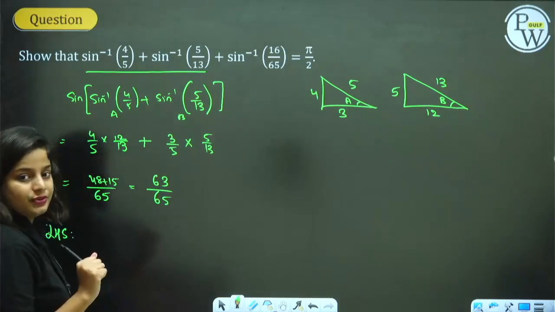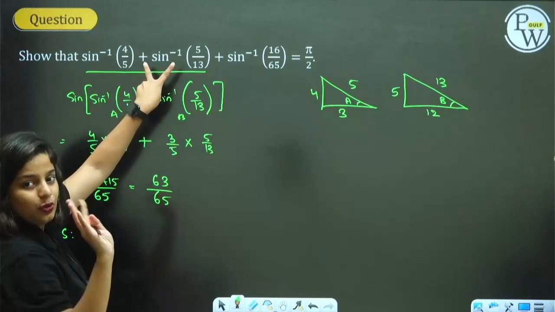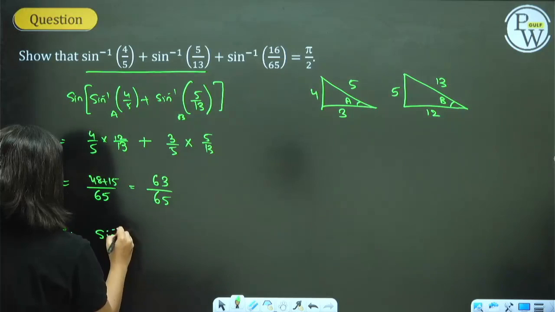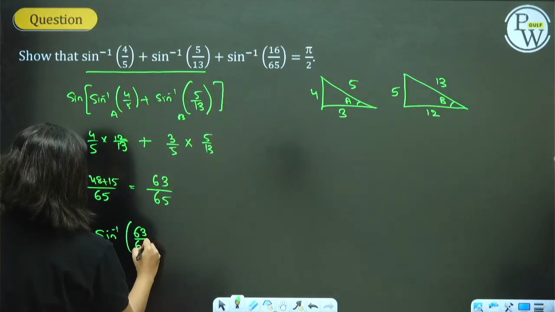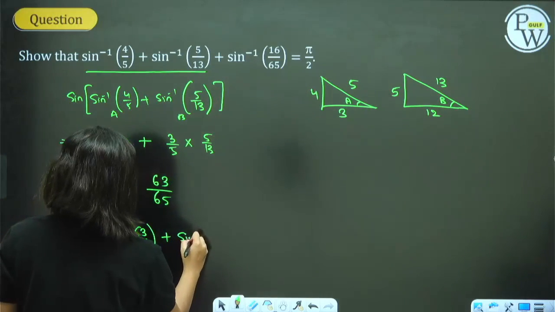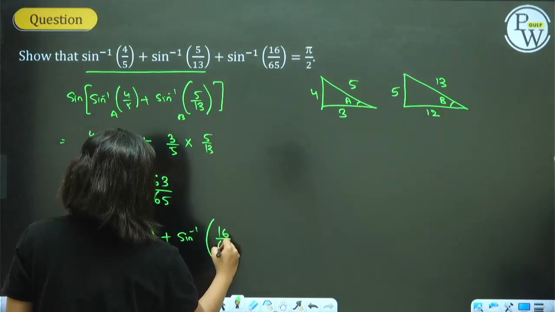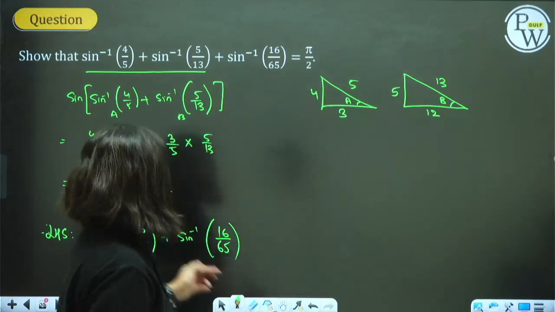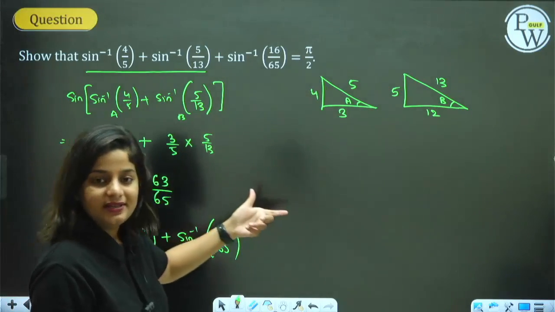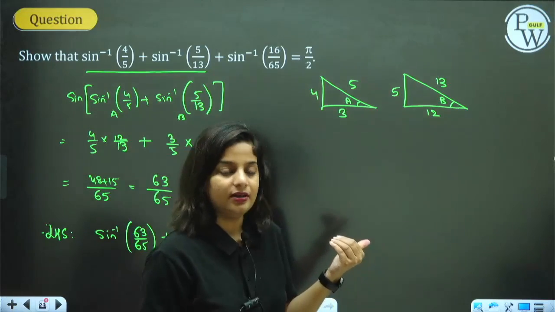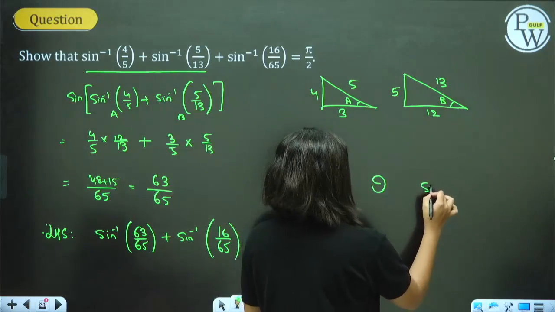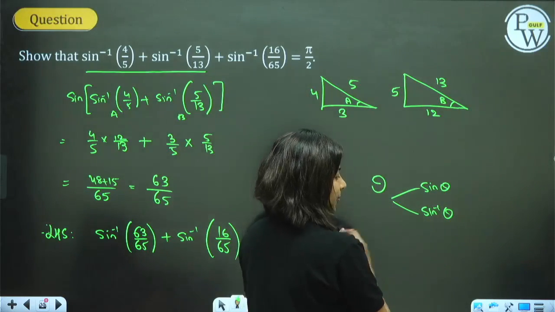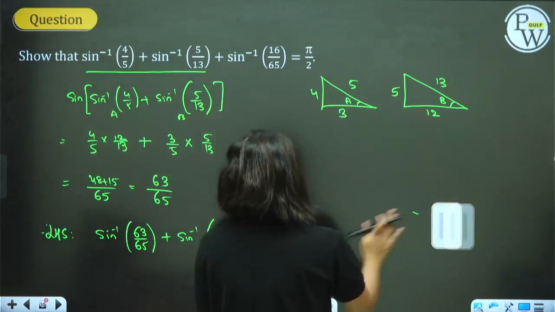This is sine of 63 by 65. From the first two terms we don't want sine. Sine was added by us. So if you remove sine, it will be sine inverse of 63 by 65. It's very simple to understand. Just think, people. If you put sine on theta, you get sine theta. If you remove sine from sine theta, there is theta. If you put sine, it will become sine theta. If you remove, it will become sine inverse theta. Removing means inverse, putting means sine.